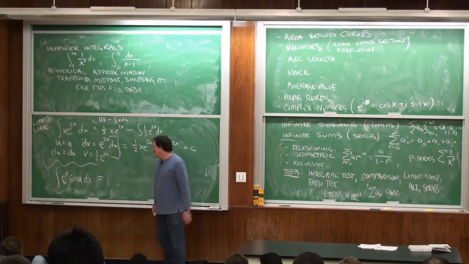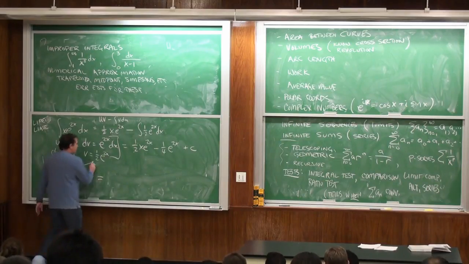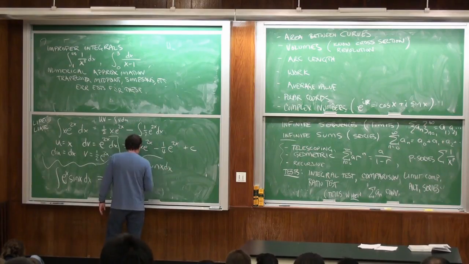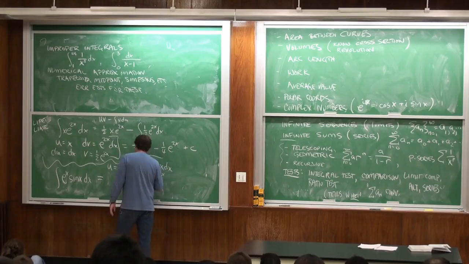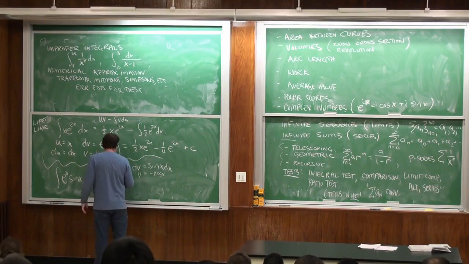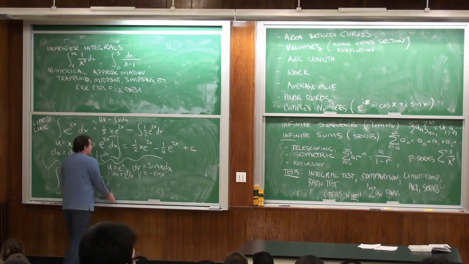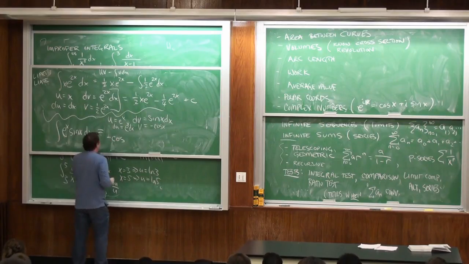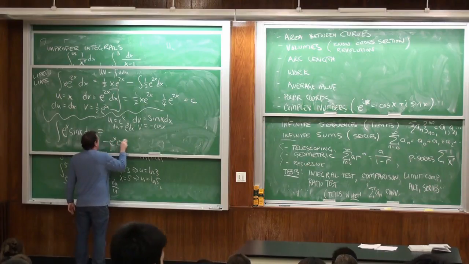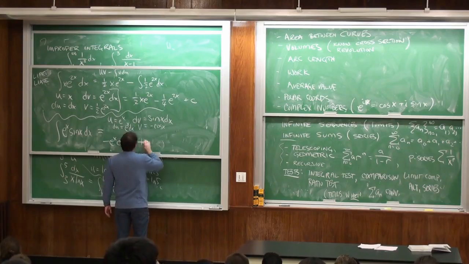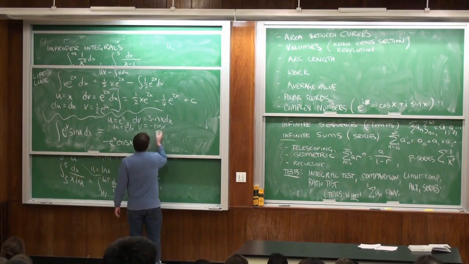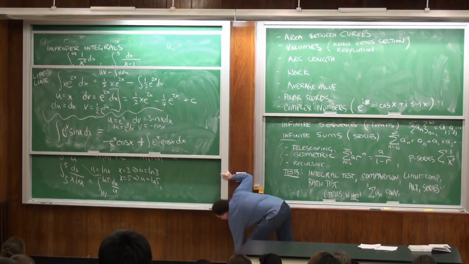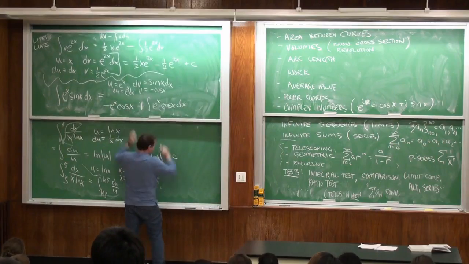So standard nonsense. So here, choose one part. I don't care which part. How about let's let u be e to the x and dv be sine x dx. So then v is minus the cosine and du is e to the x dx. So then this becomes minus e to the x cosine x minus the integral of minus cosine x e to the x dx. Right? Because minus times minus makes it a plus. And then you do it again.